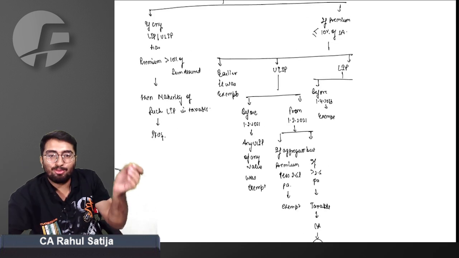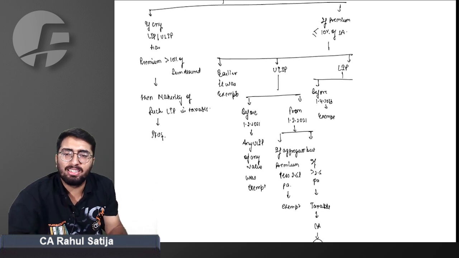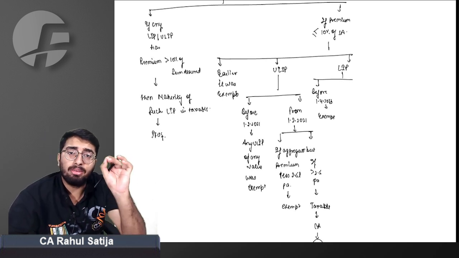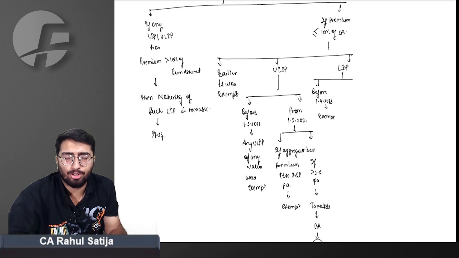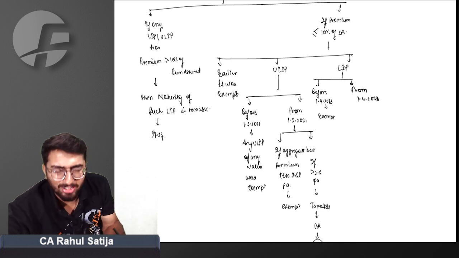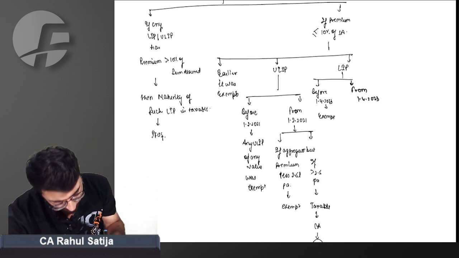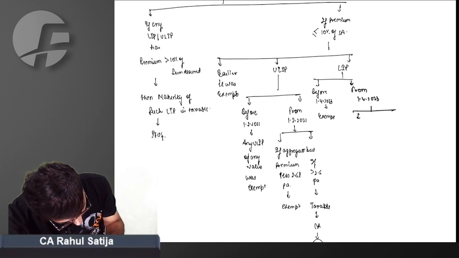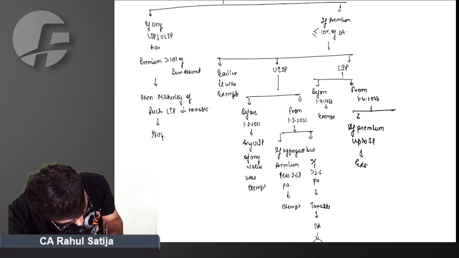Exempt. Any life insurance policy issued before 1st April 2023 was exempt if premium was lesser than 10% of sum assured. But from 1st April 2023, this is a really very important amendment for your examination. If premium is up to 5 lakh, then exempt.